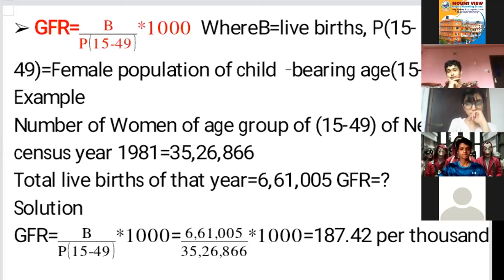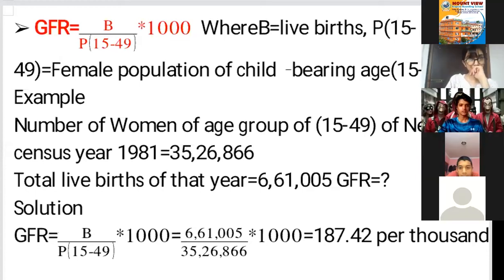I have already informed you all that all the essential data and numbers will be given in the question. We just have to insert the numbers in that formula. In the formula, B is the total births given in the example in the question, and the other term is the total number of women of a certain age group mentioned in the question. So we just put in the formula, and after inserting the numbers we can easily calculate the numerical.